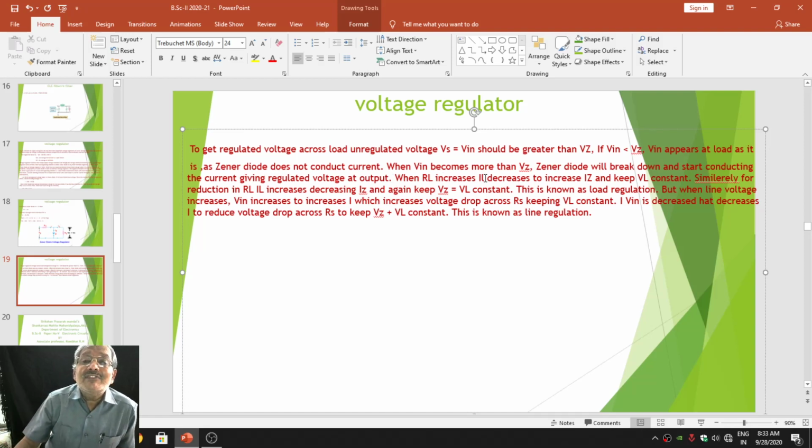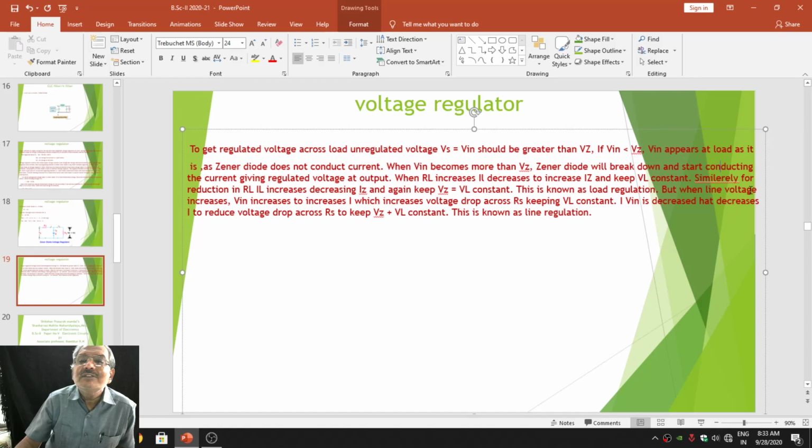When RL increases, means when load resistance varies, when RL increases, IL decreases, but IZ naturally increases so as to keep VL constant. What we proved here is that even though RL is increased, output voltage remains constant.